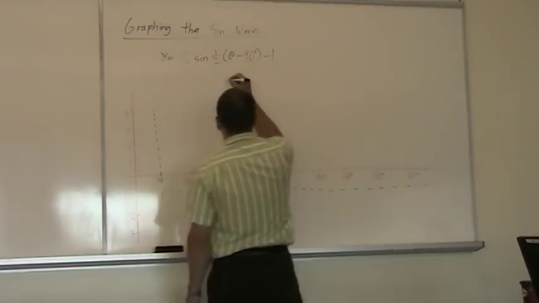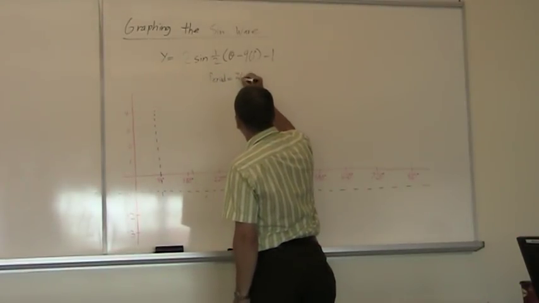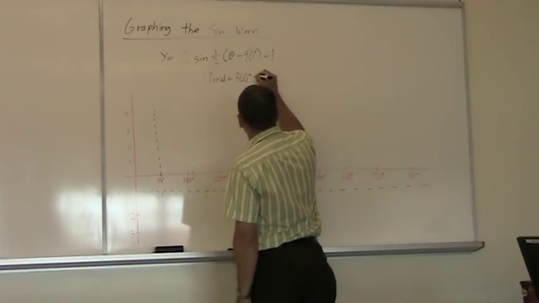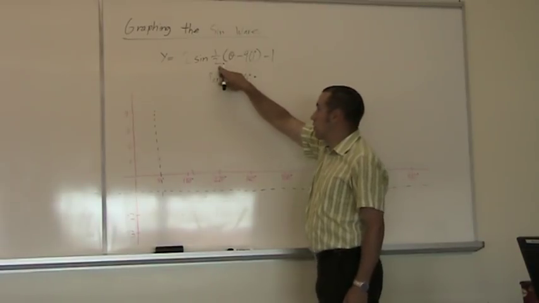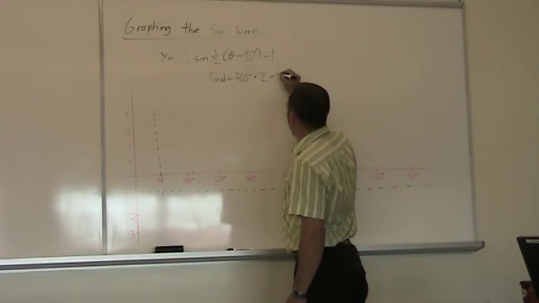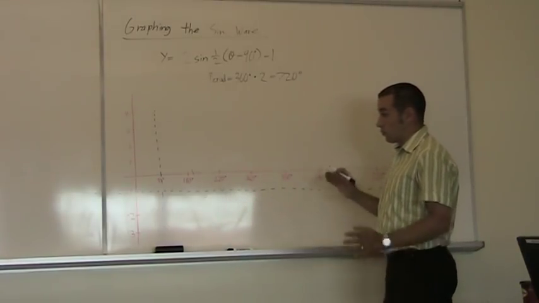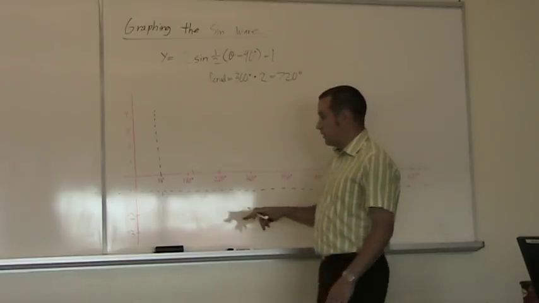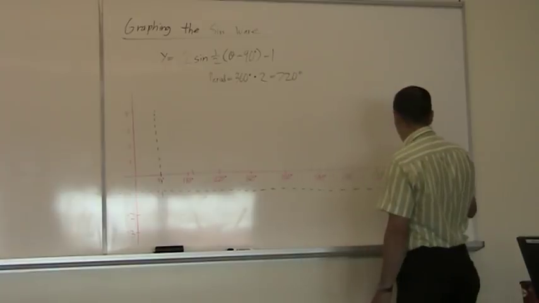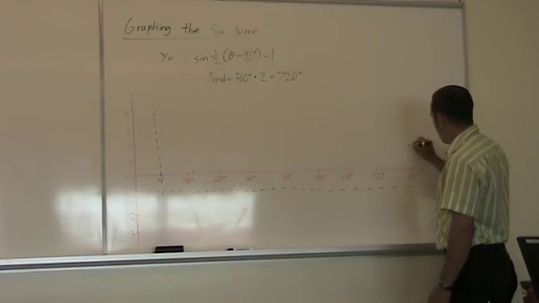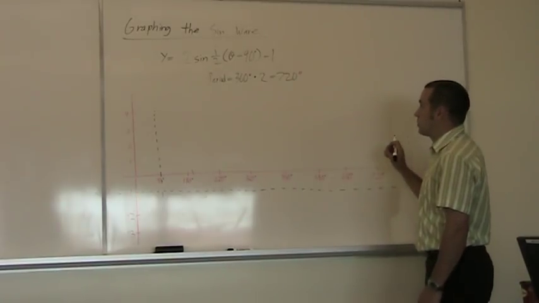Next, the period. Normal 360 degrees times the reciprocal. The reciprocal of 1/2 is 2 over 1, or just 2. So my new period is 720 degrees. Really long compared to what we just did. So if I start at 90, and add another 720 degrees, I'm all the way up here at 810. So this is where this particular sine wave ends.